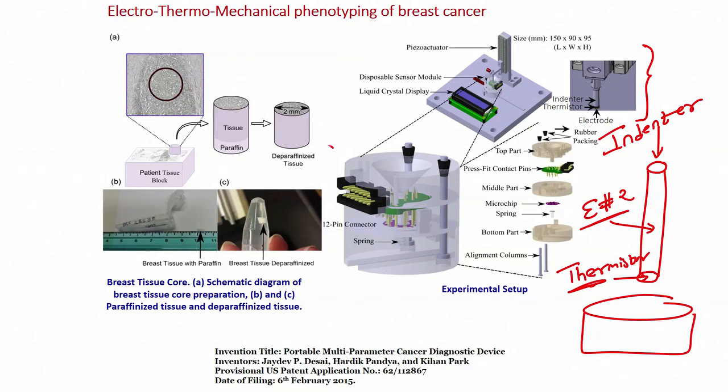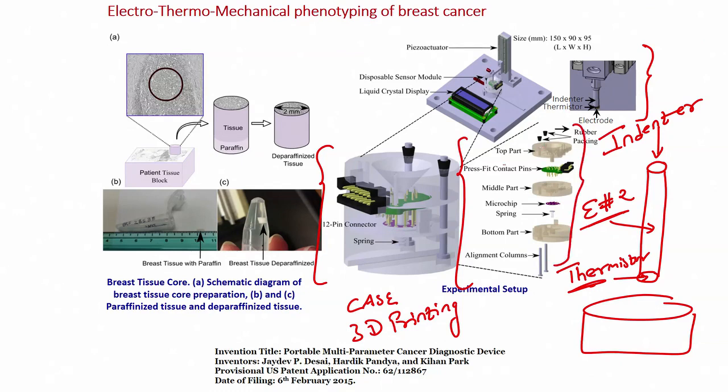We will design a case using 3D printing such that this case consists of a top part, which is right over here, you can see this particular portion. In the top there is a rubber packing, then there are press fit contact pins, then there is a middle part, then there is a microchip or biochip, then there is a spring, then there is a bottom part, and then there are alignment columns. Let us see once again: top part, press fit contacts, middle part, microchip or biochip, spring, bottom part, and alignment columns.